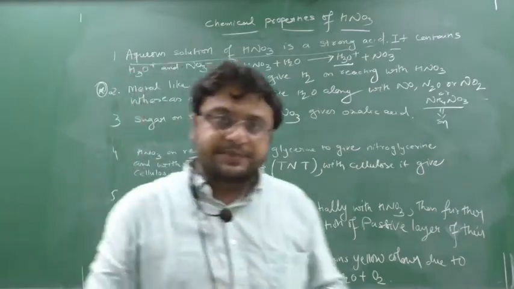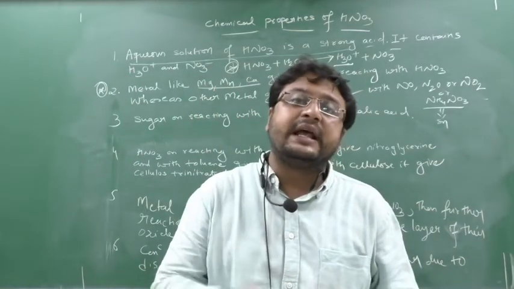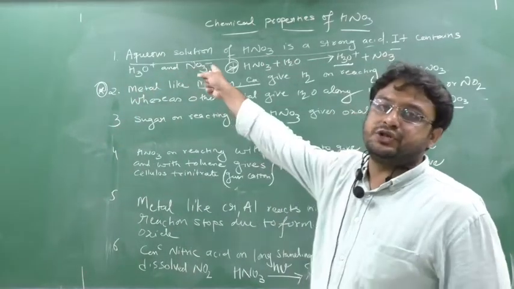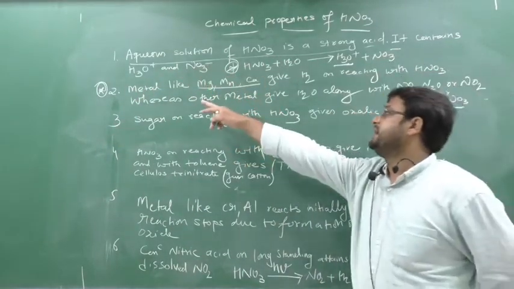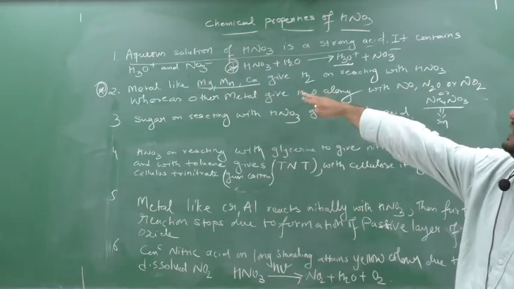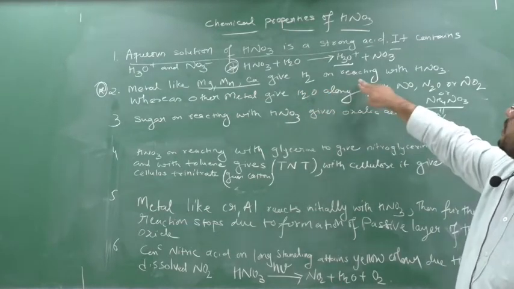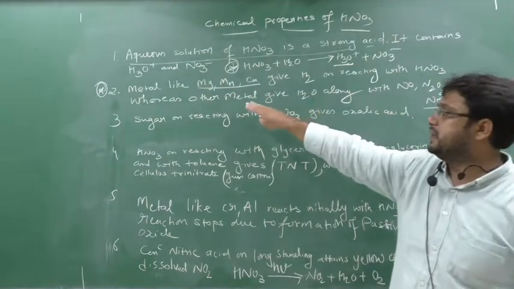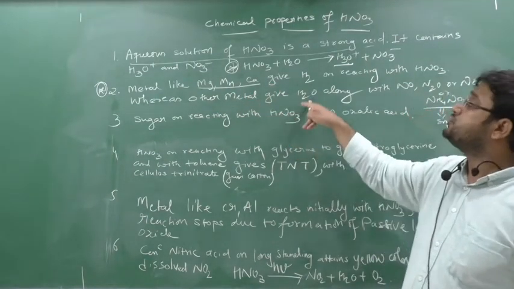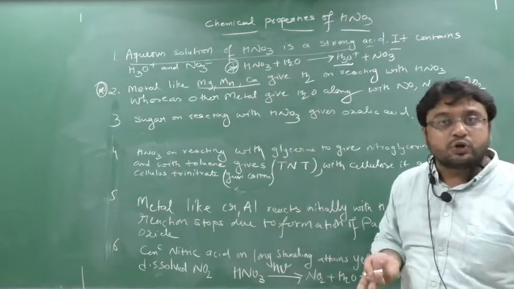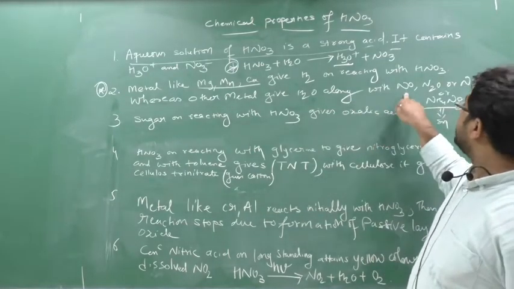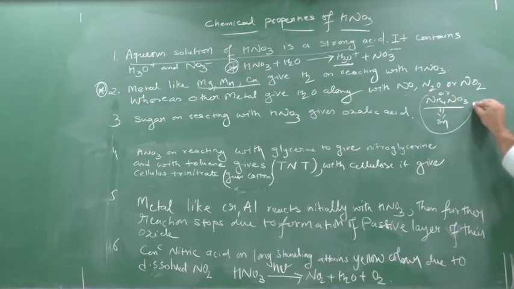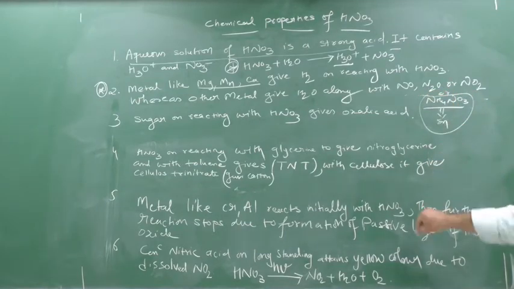But there was one exception: nitric acid with metals like Mg, Mn, Ca will yield hydrogen gas. So you have to remember that metals like Mg, Mn, Ca give hydrogen gas on reacting with nitric acid, whereas other metals will give H2O. Why H2O? Because nitric acid is a strong oxidizing agent, along with NO, N2O, NO2 or NH4NO3, and this NH4NO3 will come with tin. I will write it down in this class only, clear?